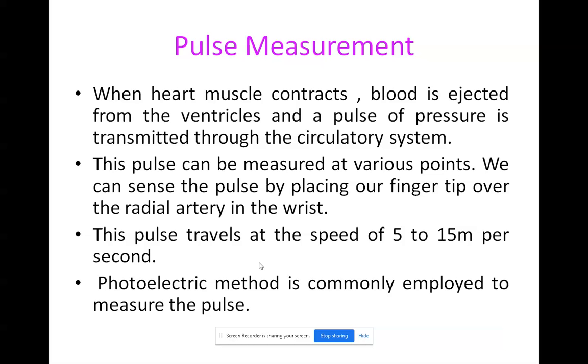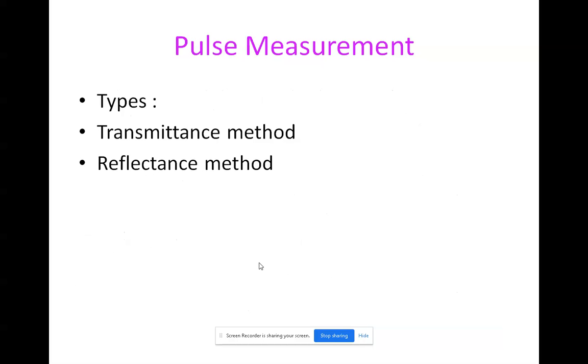This pulse travels at a speed of 5 to 15 meters per second. The photoelectric method is commonly employed to measure the pulse, which converts electrical energy into light energy. The pulse measurement types are the transmitted method and the reflectance method: two methods for measuring the pulse.